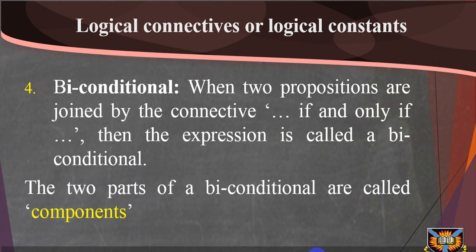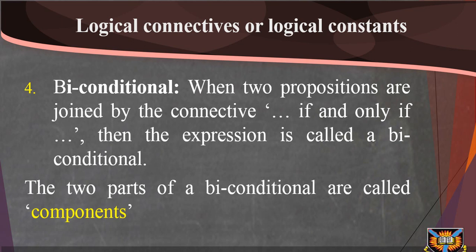Biconditional. When two propositions are joined by the connective "if and only if," then the expression is called a biconditional. The two parts of a biconditional are called components, and the logical sign that represents the biconditional is the triple bar. The expression "Peter is in Lagos if and only if John is in Kaduna" is a biconditional statement and is symbolized as P if and only if J.